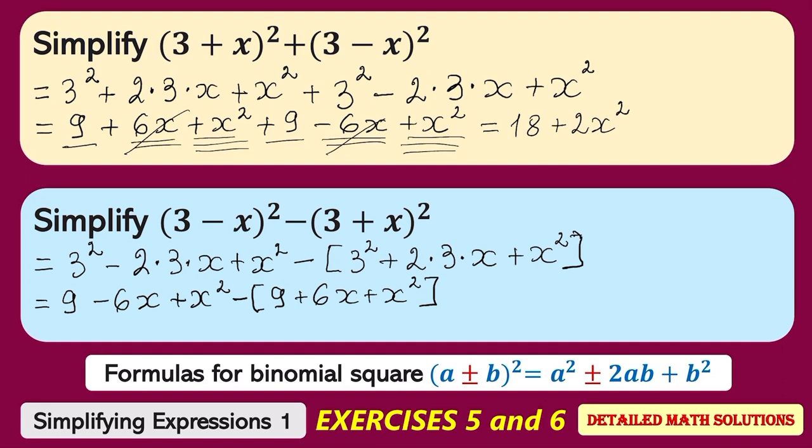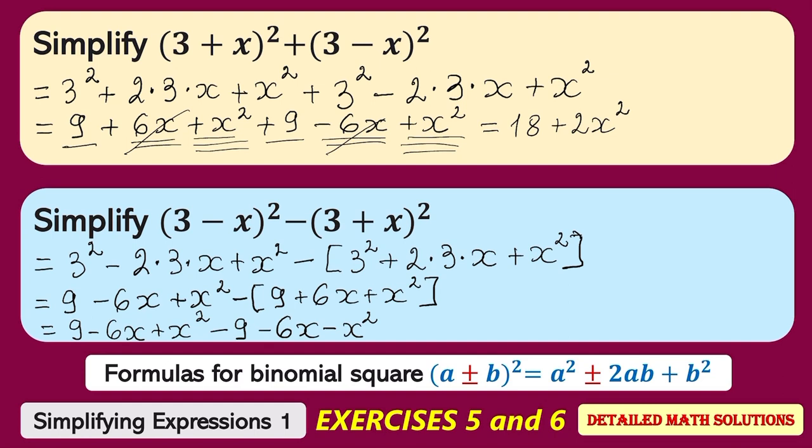Now, as next step, I need to open the parenthesis. Because I have a negative sign in front of it, it's going to flip the sign of each term within the parenthesis. Because this is the same as multiplying negative 1 with each of these terms within the parentheses. This way, I'm just going to rewrite this, 9 minus 6x plus x squared, and then flip the signs. Minus 9 minus 6x minus x squared.